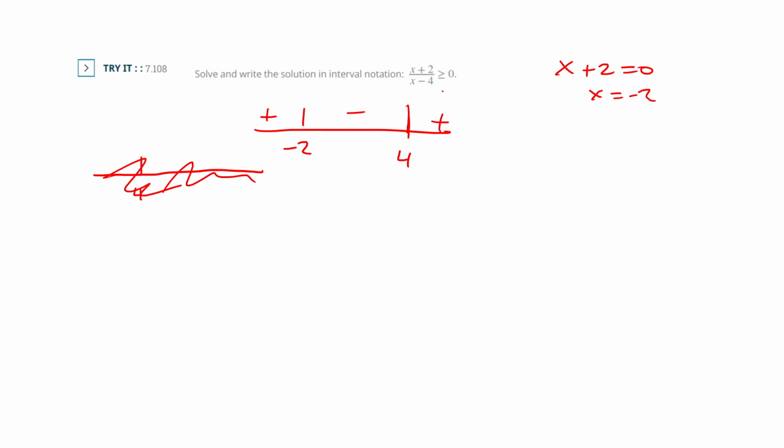Now we want greater than or equal to 0. Okay, so we want the positives again. It keeps doing the same thing. It could be less than. We don't have to have this, but now negative 2, can that be 0 there? It can, because that is just an intercept. And then on this side, we want to go from 4 to infinity. That's where it would be positive, but we can't get to 4 because it's an asymptote, so we have a parenthesis.